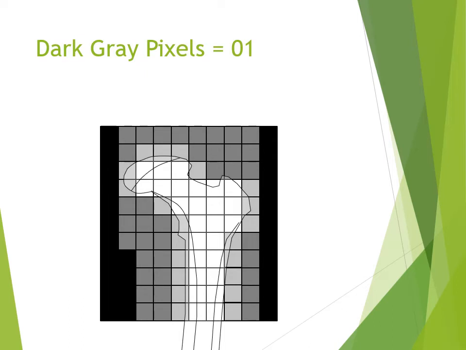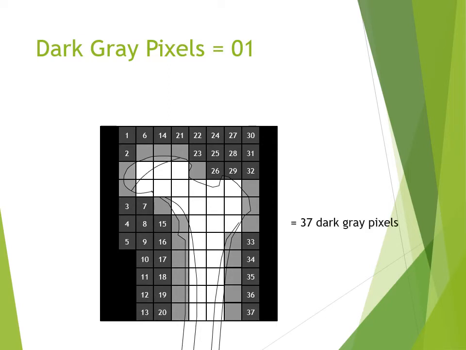From there, now count the pixels containing a 0 and a 1, or a digital value of 1. These pixels are typically covered with soft tissue and are displayed as dark gray. Note that there are 37 dark gray pixels.